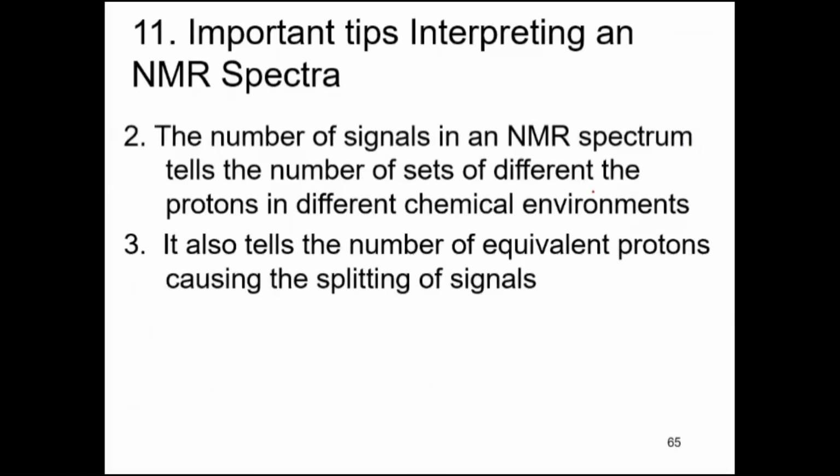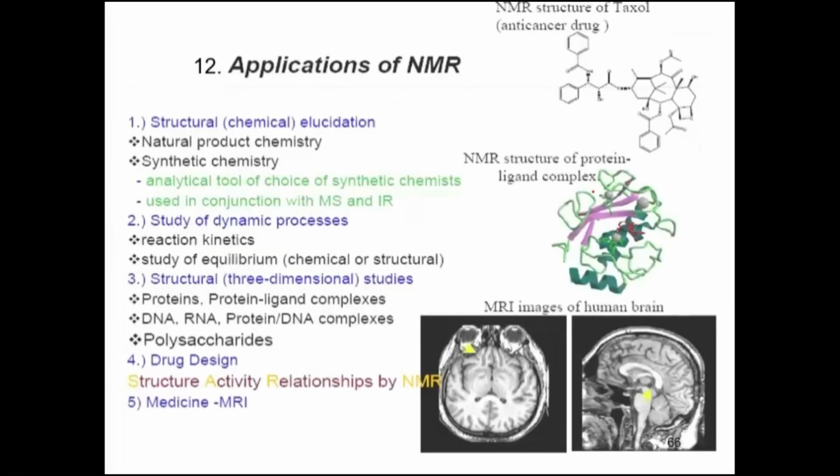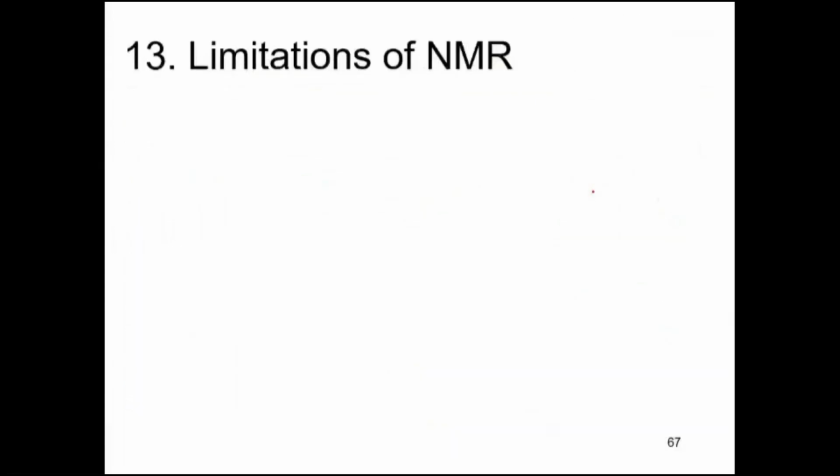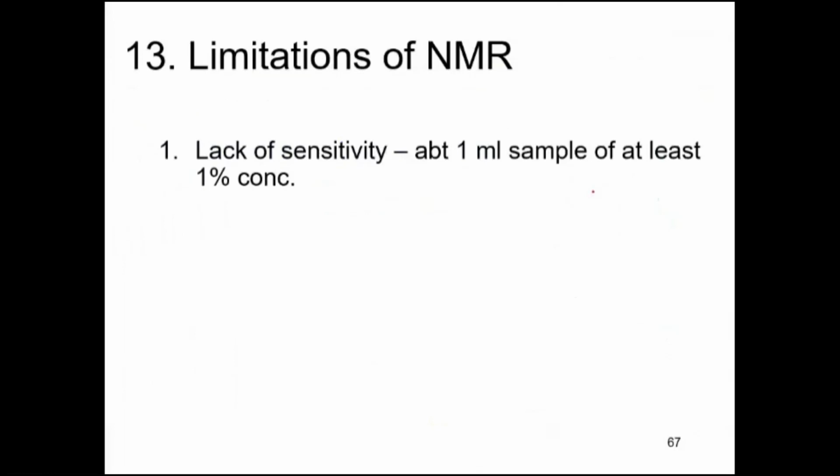The number of signals in an NMR spectrum tells the number of sets of protons in different chemical environments. It also tells the number of equal protons causing splitting of the signal. These two rules we have seen already. So these are applications of proton NMR. Now what we are left with is C13 NMR. That C13 NMR we will see in the next lecture.